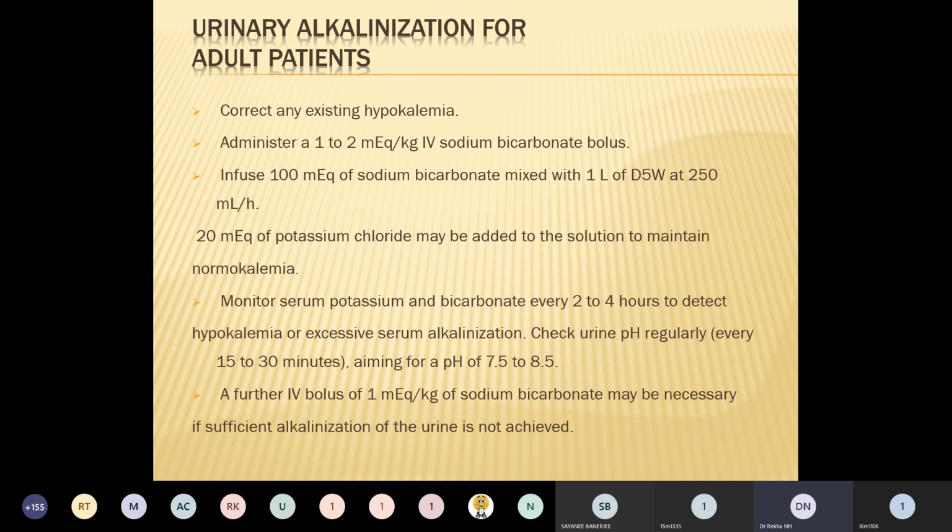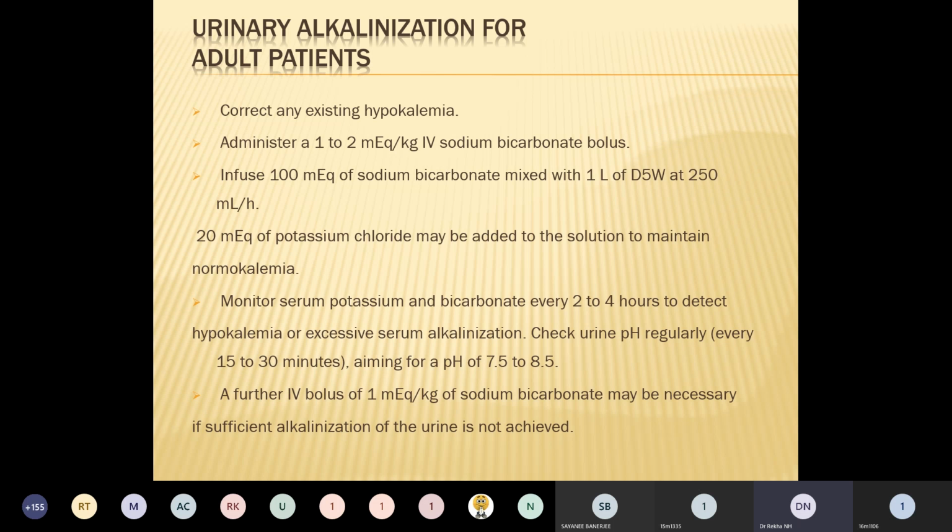Coming to another mode of decontamination, urinary alkalization for an adult patient. First, we have to get electrolytes done before doing this procedure, and correct any pre-existing hypokalemia. Then we give a bolus of sodium bicarbonate equal to 1 to 2 milliequivalents per kg intravenously. This is followed by an infusion of around 100 milliequivalents of sodium bicarbonate mixed with 1 liter of 5% dextrose at around 250 ml per hour.